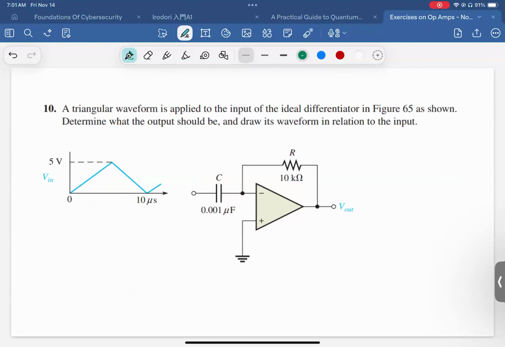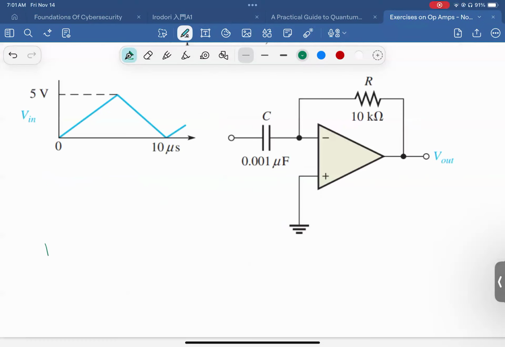So ito naman, anong tawag sa circuit na ito? So this is a differentiator. So ano dapat ang output voltage ng differentiator na ito? And draw its waveform in relation to the input. So from yung equation na derive sa last meeting, yung output voltage ay equal sa negative VC over T times RF times C.